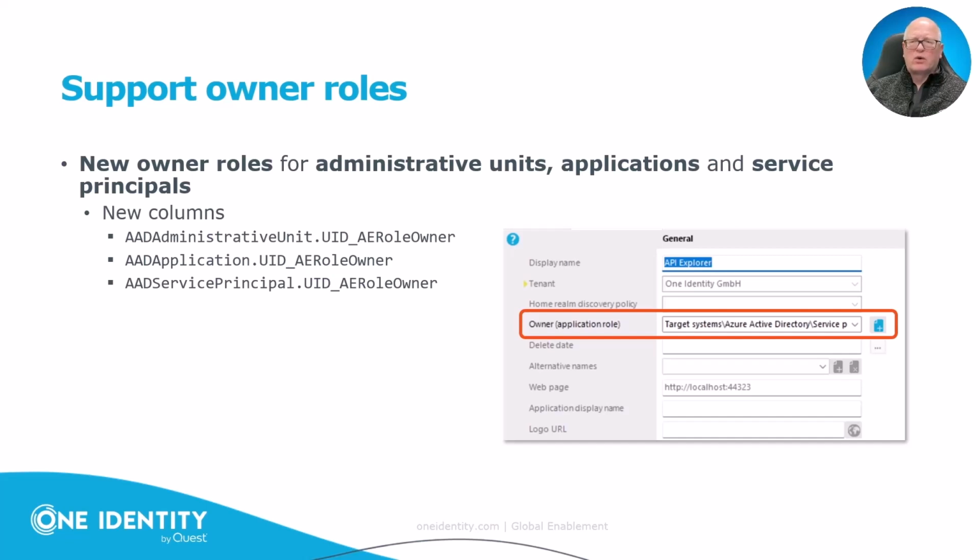From a role perspective, there are new Identity Manager application roles available. There are new owner roles for administrative units, for applications and service principals. You can see here the specific fields on the specific data objects where these elements are stored. It's always a UID to AE role owner. And with that, we have new owner groups, so we have new owner roles, which then contain the owners.